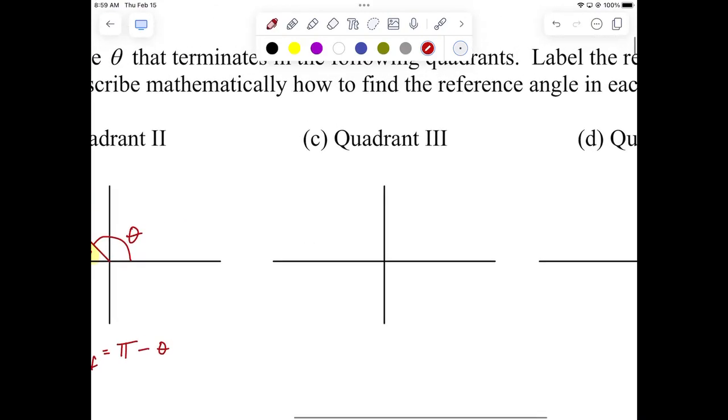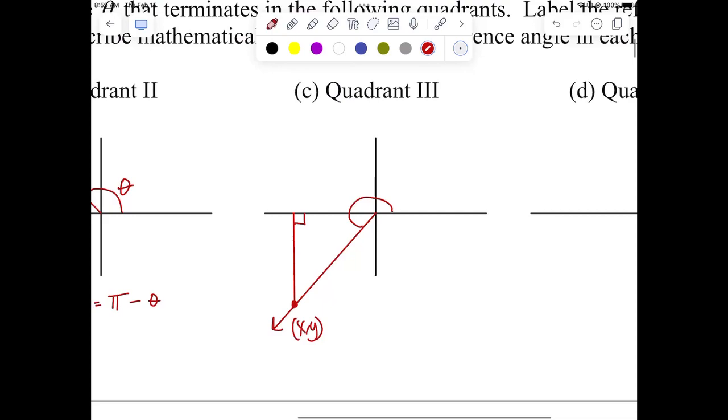Okay, quadrant 3. If we go all the way around to quadrant 3, here's the terminal ray. Here's the point on the terminal ray. Call it x comma y. Now we're dropping a perp vertically, like that. Oops, that didn't work. Drop a perp vertically by drawing it upwards. Okay, we can draw it upwards. That's still a vertical motion.